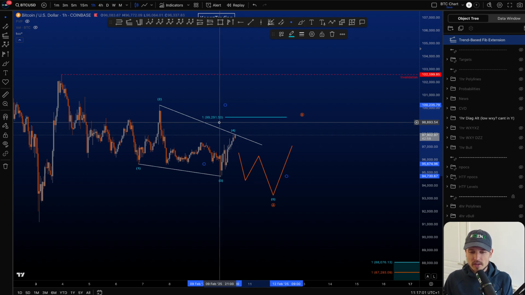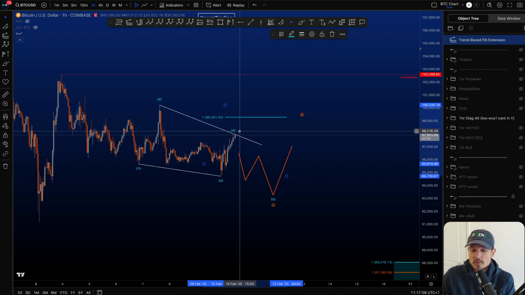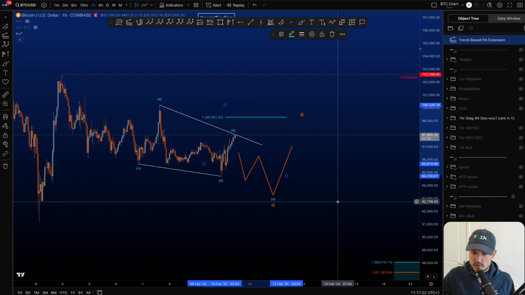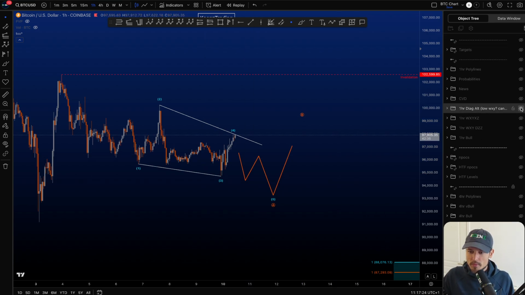So 99.3, 99.2 is an important area on the chart to pretty much invalidate this diagonal as a contracting diagonal. Wave 4 is not allowed to be bigger than wave 2, not allowed to touch that trend line of the channel. So basically, the moment price is touching these levels, the bullish scenarios increase in probabilities, and the bearish scenarios, this one, decrease in probabilities.